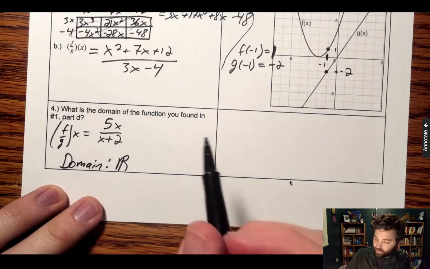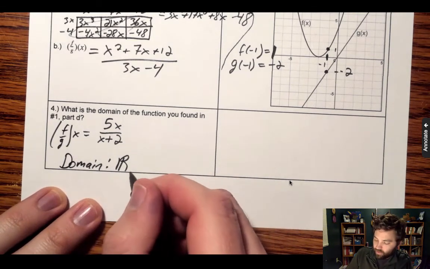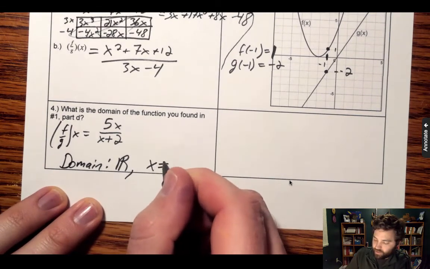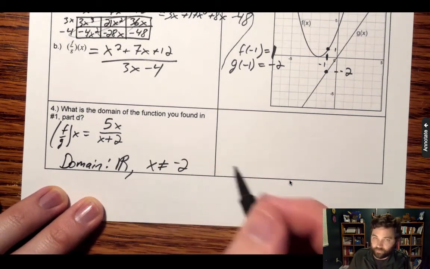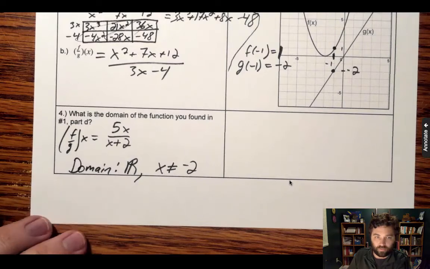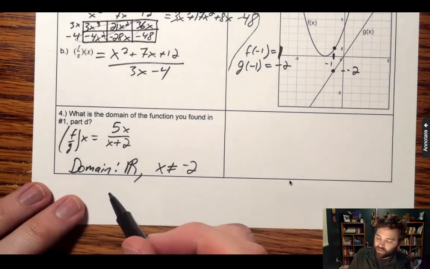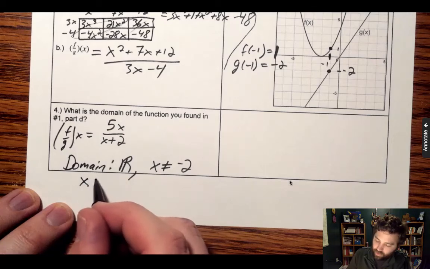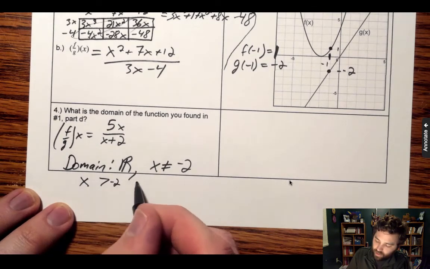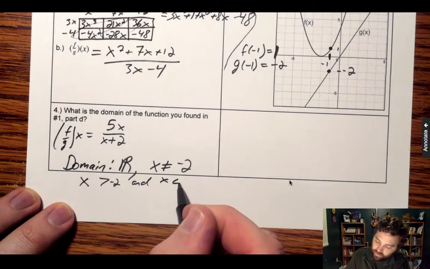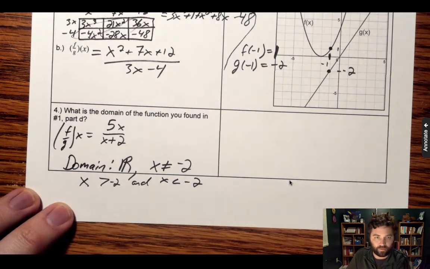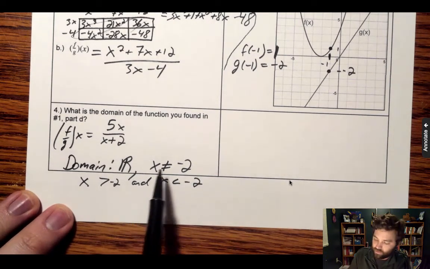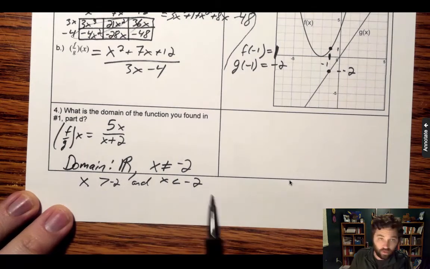You can write it out if you want. I'm going to use a fancy R. All real numbers, except x can't be negative 2. Okay. So that's one way to write it. You can also write x is greater than negative 2 and x is less than negative 2, but it seems like a little more work. Usually students just like to write everything except for where it's missing.